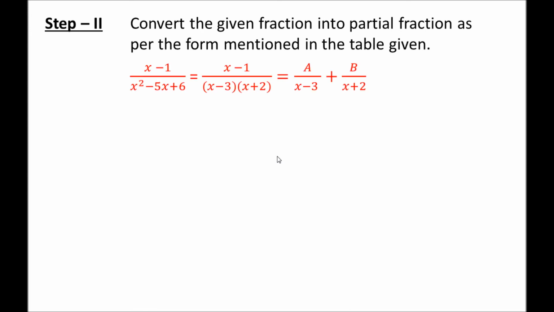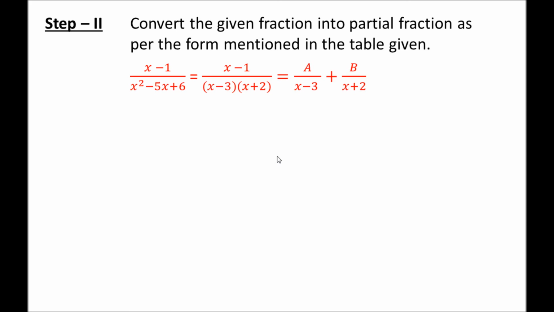Very important. Step number 2, that is, convert the given fraction into partial fraction as per the form mentioned in the previous table, which I have just explained. For example, x minus 1 upon x square minus 5x plus 6. If we factorize, the denominator will be x minus 3 times x minus 2. And if you compare it with the table which I discussed, it is the first form. Hence, the fraction has to be written as a upon x minus 3 plus b upon x minus 2.